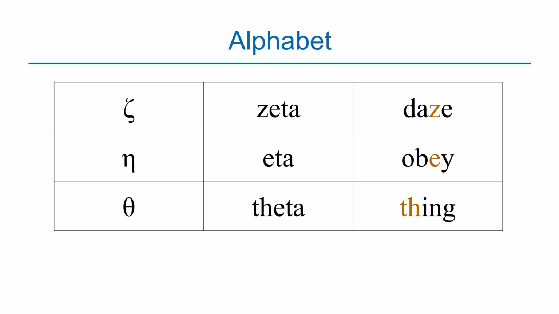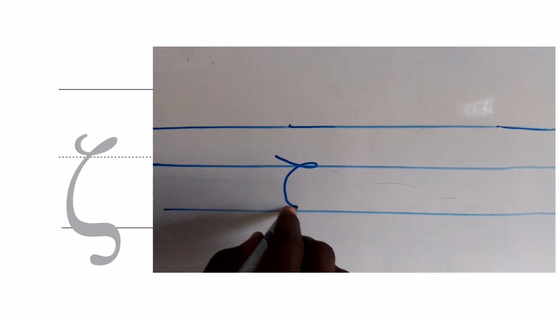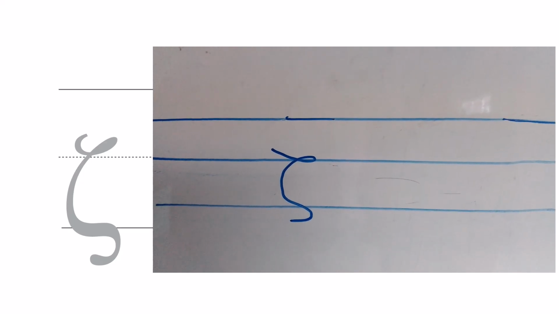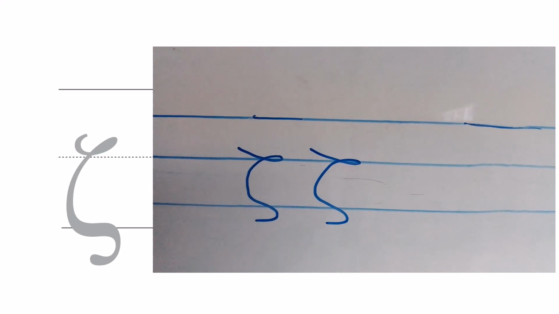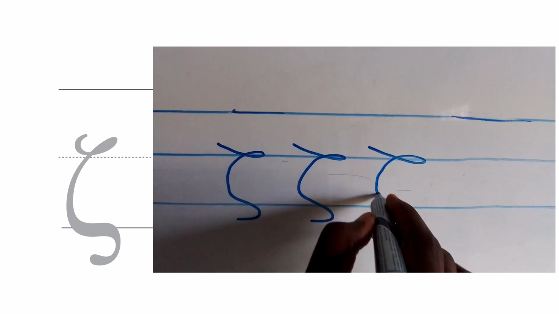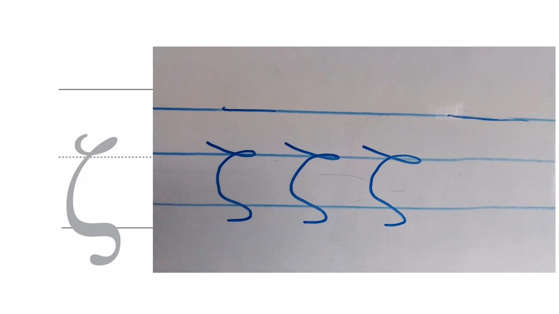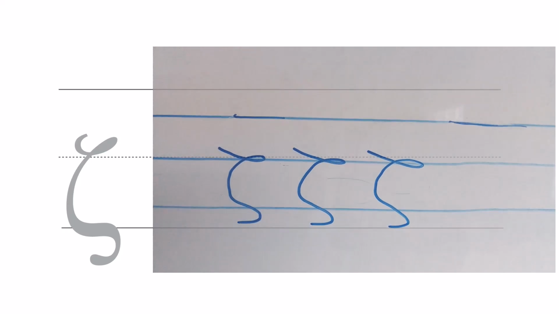And so let's look at how each one of these is written. Firstly, we have zeta. Among the letters of the Greek alphabet, there are 2 that are a bit similar and can be easily interchanged. So this is how you write zeta. It has a turning on the middle line, but slightly crosses the middle line, while it has a tail that is slightly below the bottom line. It wants to look like an S, but it's not an S. But this is how you write zeta.